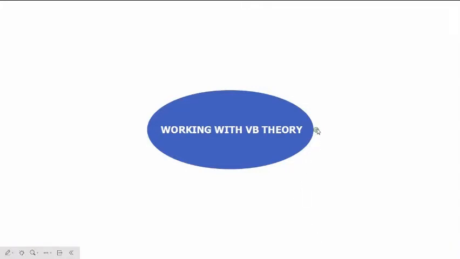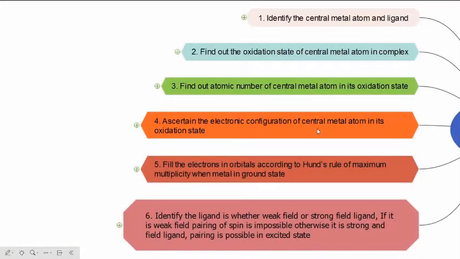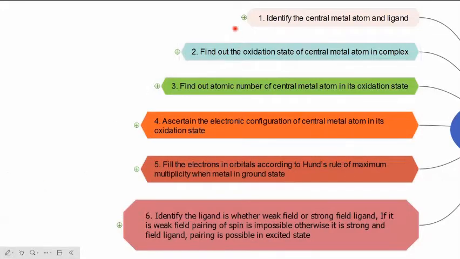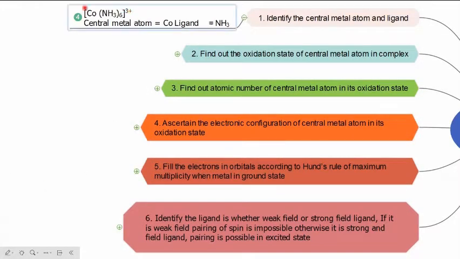Working with valence bond theory. The following steps are involved in working with valence bond theory. First step is to identify the central metal atom and the ligand. Consider the hexaammine cobalt(III) complex. Here the central metal atom is cobalt and the ligand is ammonia.